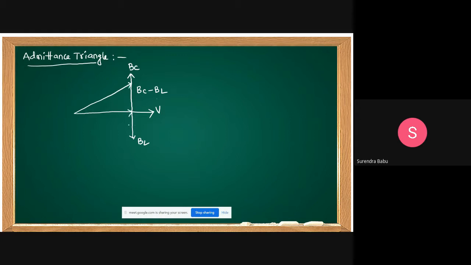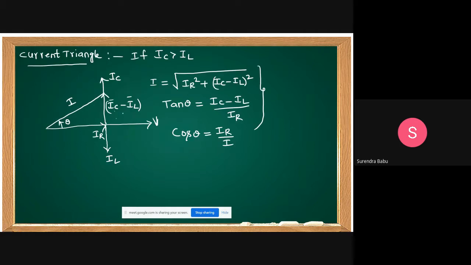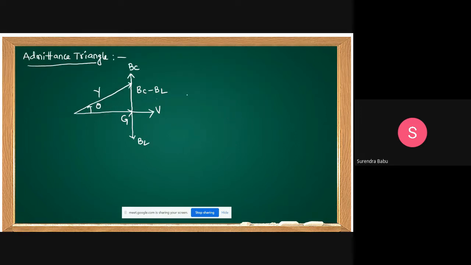Clear? This is G, and this is theta. Just the same triangle. Here you write BC, here you write BL. This is BC minus BL, and this is the Y. What is Y equal to? Square root of G square plus BC minus BL whole square.